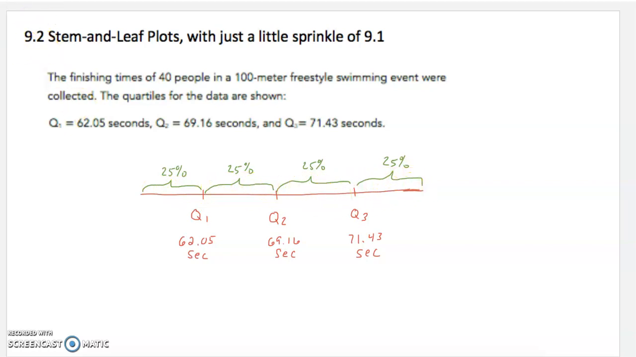Now, in this question, there are 40 people. So that means these 40 people are evenly distributed amongst each one of these 4 sections. So this section represents 10 people, and this section represents 10 people, and so on and so forth. Now, you're going to see on the homework that there's more to this question, but that's just a little hint to get you started.